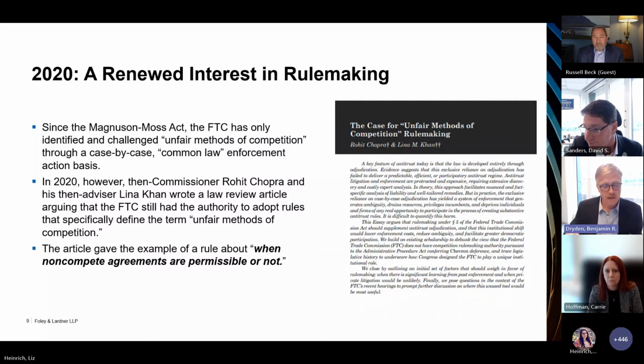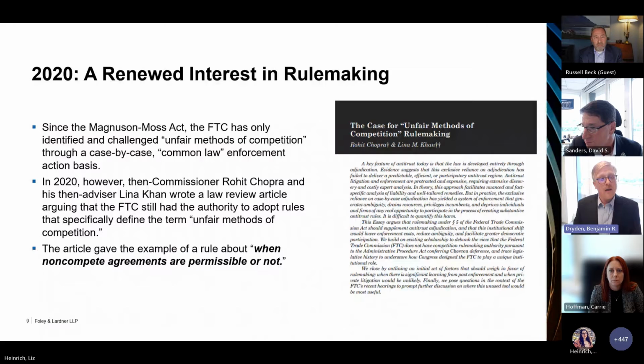And the confluence of those events meant that there were then ways for economists to try to measure the competitive effects of non-competes by seeing what was happening on a state-by-state level, what sort of legislative changes were happening, and what impacts did those have on the larger economy. So then at the same time, in 2020, a law review article was published by Rohit Chopra and Lina Khan. Chopra was at the time a commissioner in the FTC, and Lina Khan was a young incoming advisor of his. They wrote a law review article that argued that the FTC had the power to adopt UMC rules. And this article specifically gave the example about non-compete agreements.